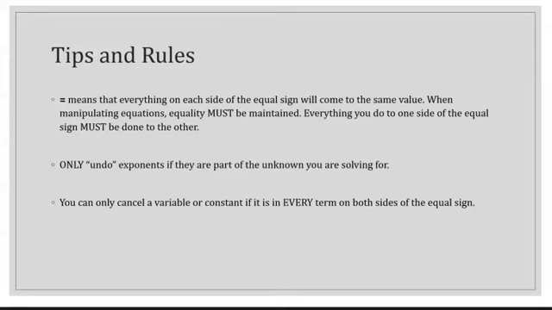Another thing I see a lot is when you're manipulating the literal equation, if the exponent is not part of your unknown, leave it alone. You only undo an exponent if it is part of the unknown. We'll do a couple of examples that show that. Now, you can only cancel a variable or a constant if it is in every term on both sides of the equal sign. If one term does not have it, you cannot cancel it out. And again, we'll come to several situations where we're going to see that.